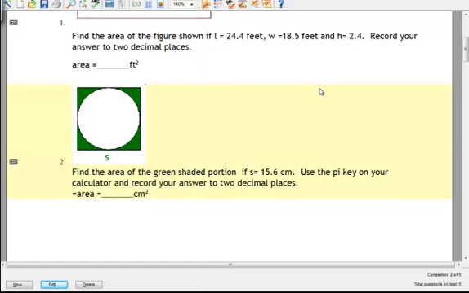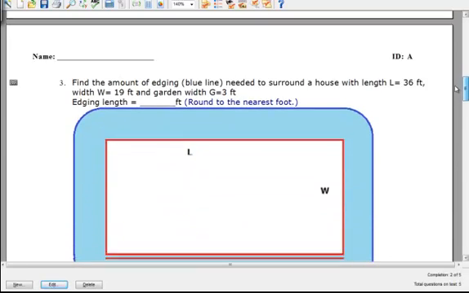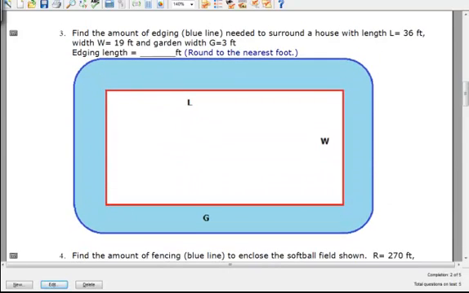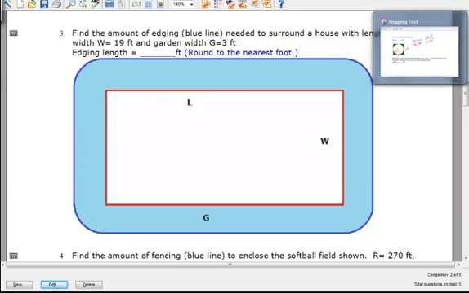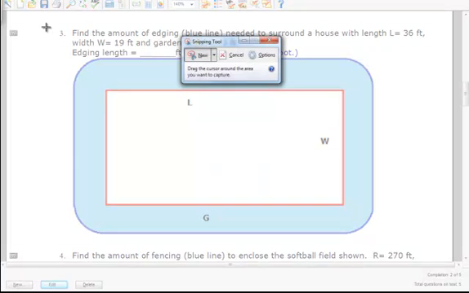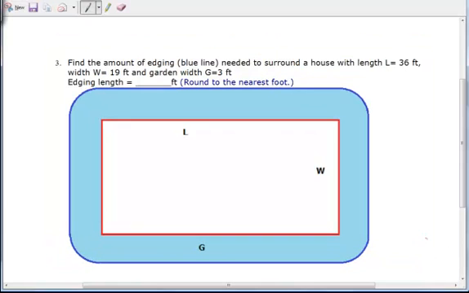Next, kind of a complicated one here. We're going to calculate the area of the garden. The garden is 36 long, 19 wide, and 3 feet across. So what I'm going to do is divide it into 4 separate sections here. We'll call them the top, right, bottom, left, and we're going to add those together.